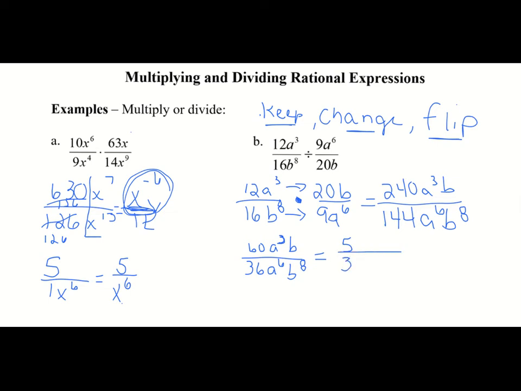Now we have to deal with our a's. If I just subtract 3 minus 6, it gives me a to the negative third power. And 1 minus 8 will give me b to the negative seventh power. But again, I want those to be positive, so I'll rewrite my answer. I'll keep my 5/3, but the a will bring it down and the b will bring it down. So it becomes 3 a to the third on the bottom, b to the seventh on that bottom to make them into positive values.